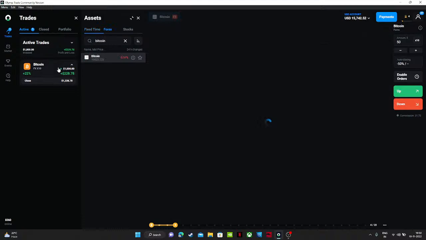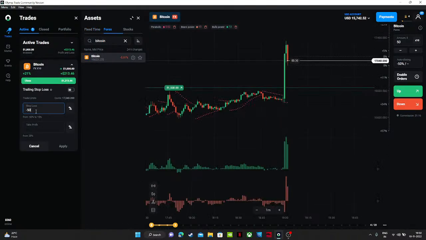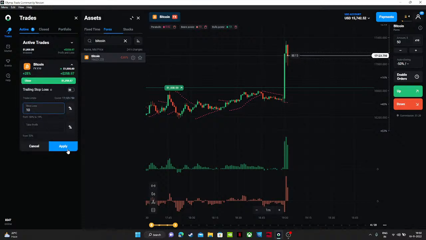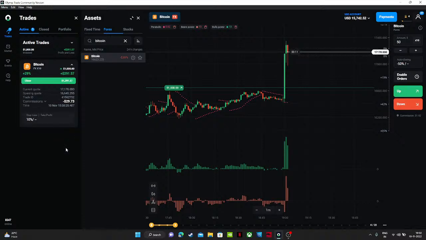And I will shift my stop loss in this particular trade to 0 now, since my trade came onto the profitable side. I will shift my stop loss to 0, which will make my trade risk free, or I might want to book some profit. Let me shift my stop loss to 10. This is how you can change your stop loss to adjust the risk on your trade.